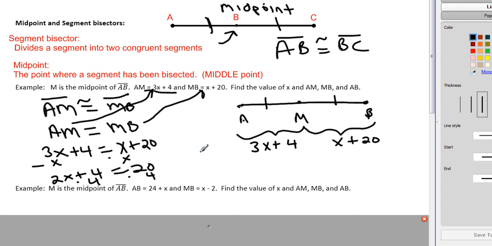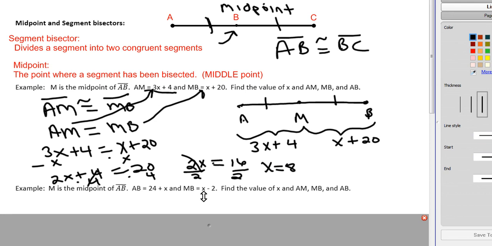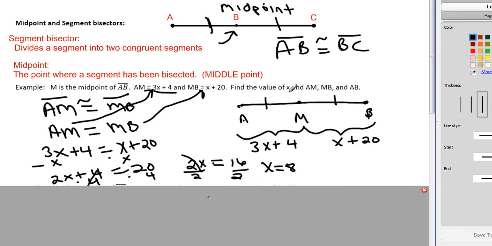And we get 2x equals 20 minus 4, which is 16. So we divide by 2, and we get x equals 8. Okay, just check your question, make sure we're done answering it, and no, we're not. It wanted us to find x, AM, MB, and AB. So x equals 8, we found that.